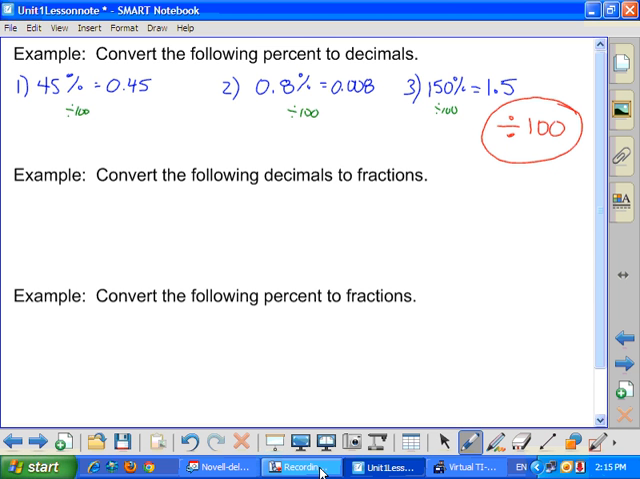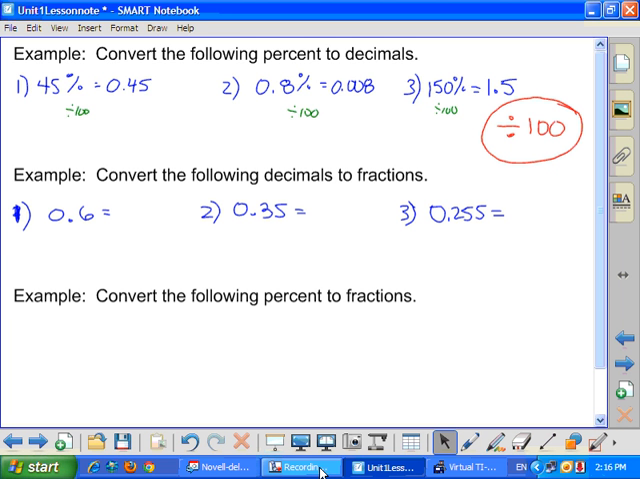The next example, convert the following decimals to fractions. And this is where I'm going to cheat a little bit and make it so it does work out for us. Okay, so for example, let's go with 0.6. Oops, I don't know why I started with a 2 there. Okay, second example, 0.35. And the third example, 0.255. Okay, this is the trickier one.